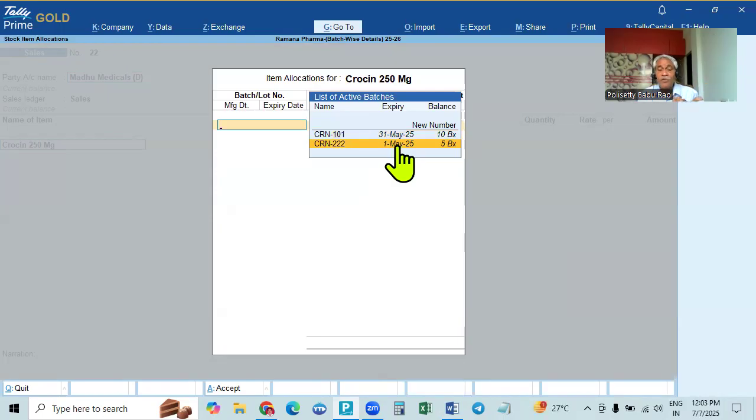We have only 5 here, and we have to give 8. So 5 we can sell from this, and this will be out of stock. Then the balance 3 will be sold from this batch.